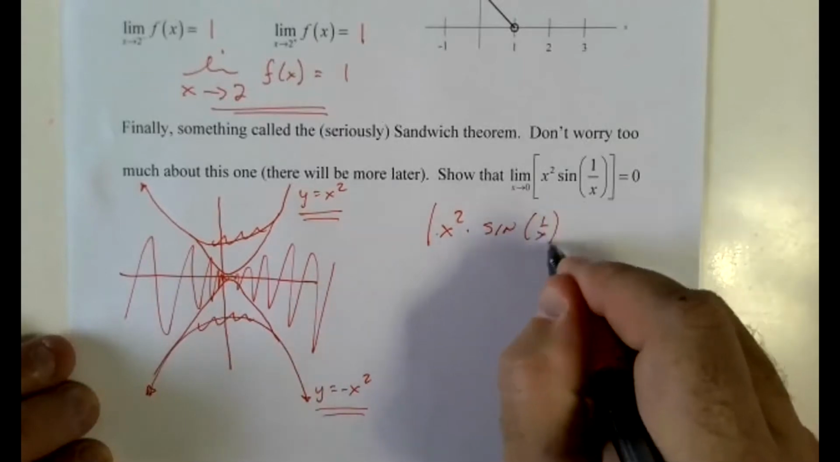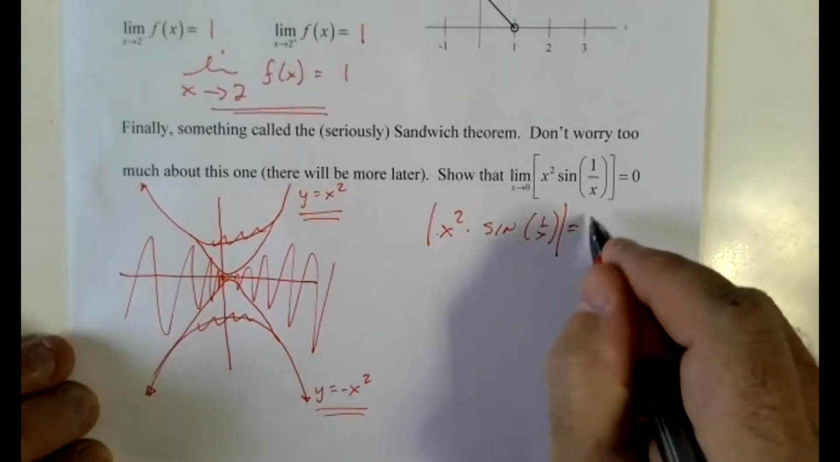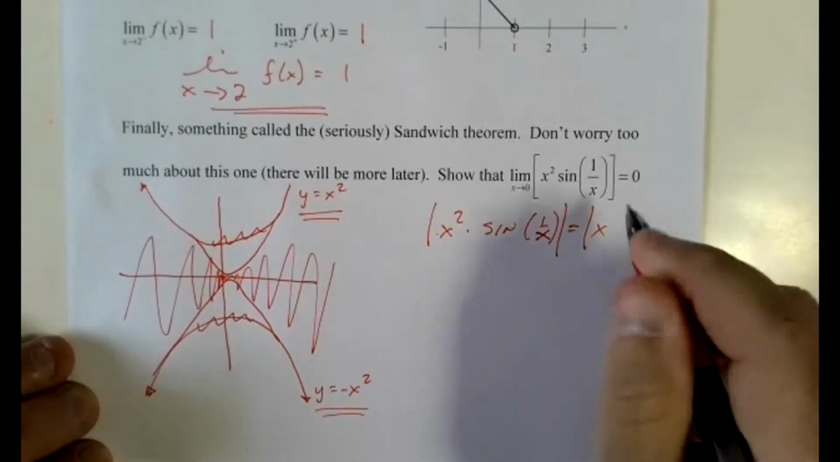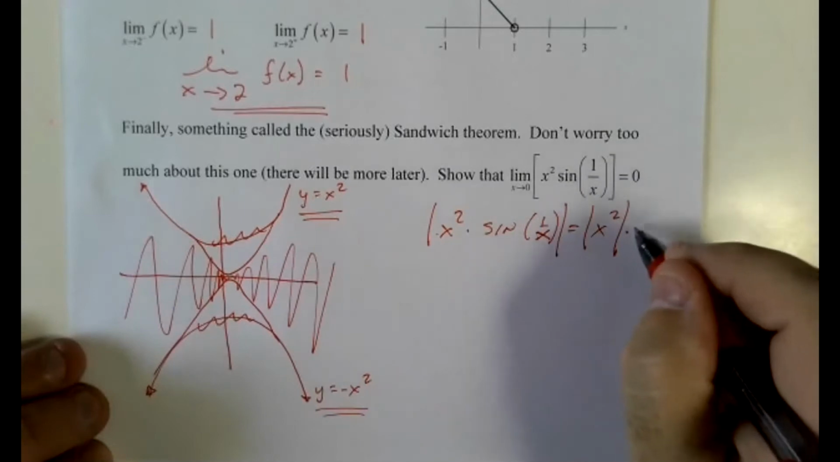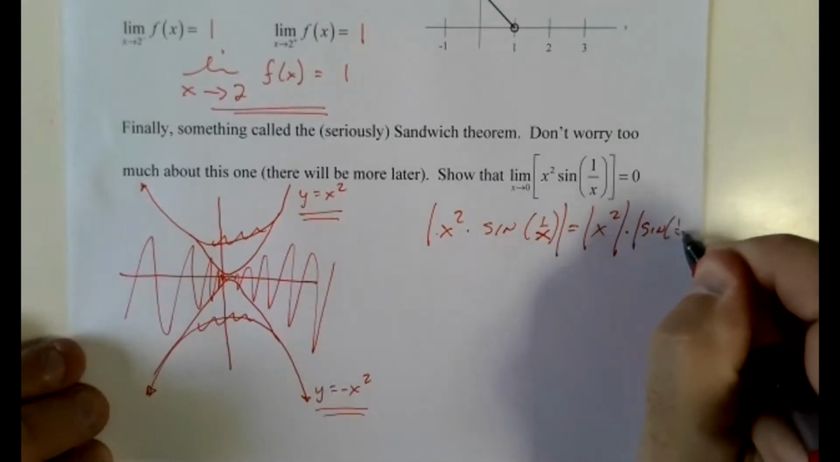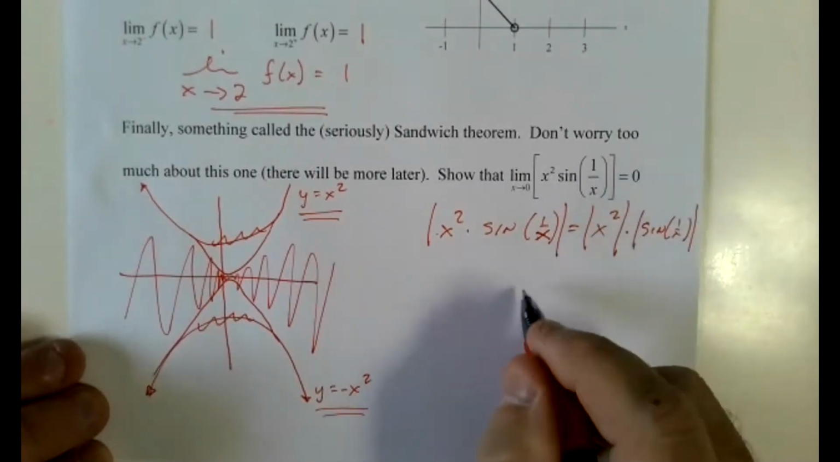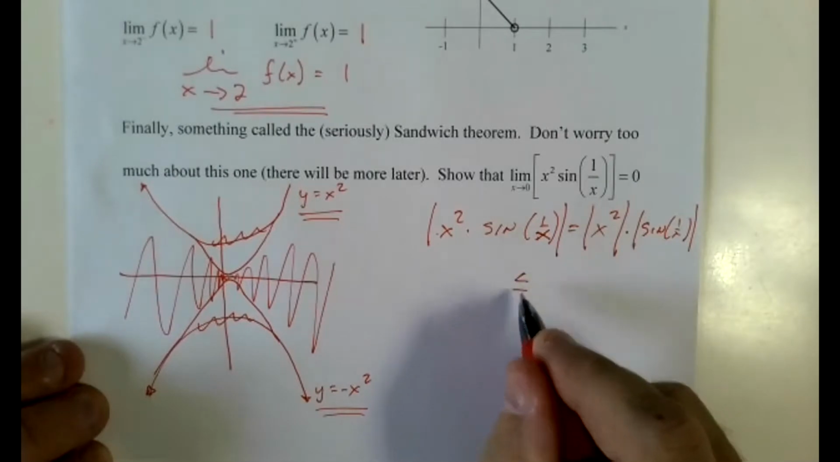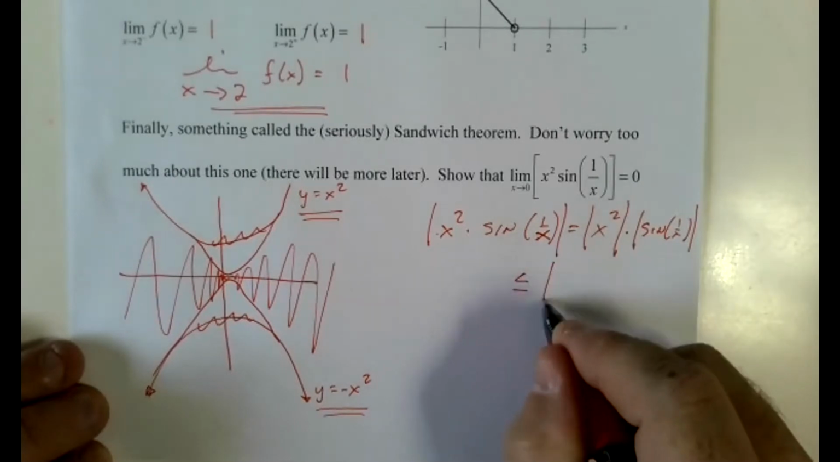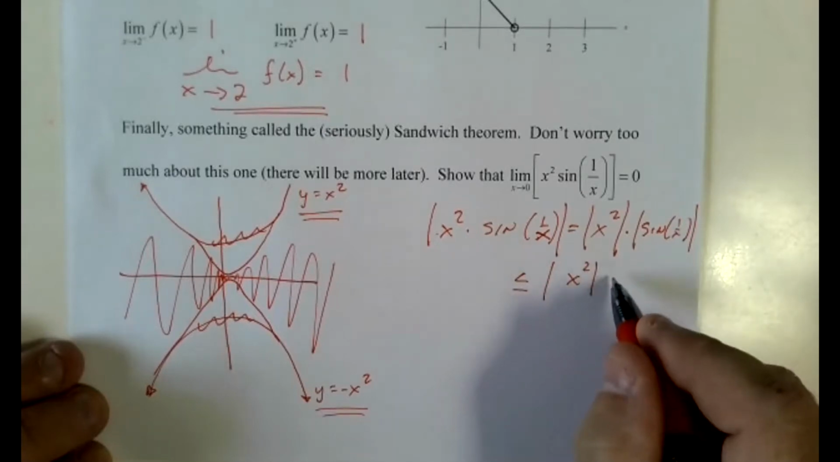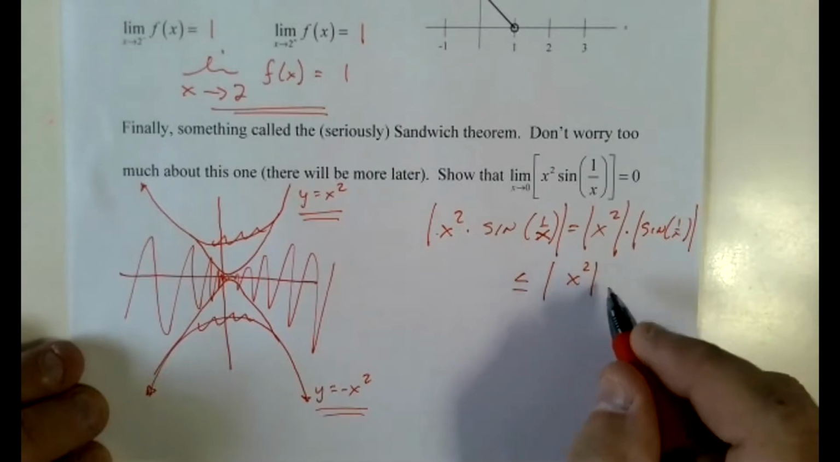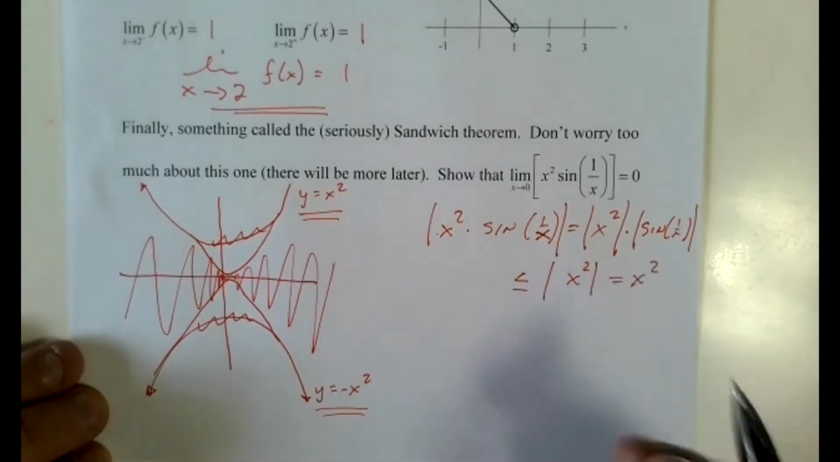Sine of 1 over x, you can break it up, some laws of limits. Sine of 1 over x is less than or equal to x squared. All right, absolute value of x squared is actually x squared because negatives cancel out. This is how they do it.